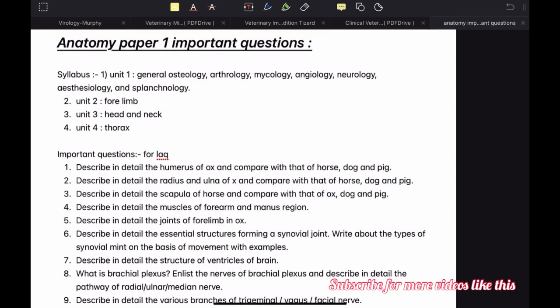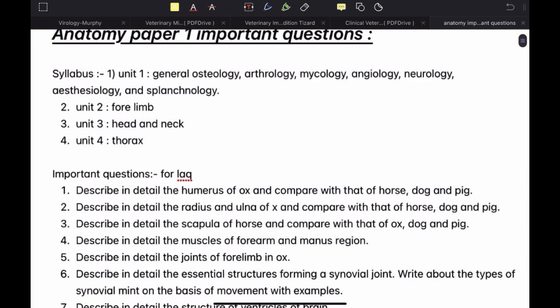So first, let us see what is the syllabus of Anatomy Paper 1 as per 2016 VCI model. First we have Unit 1, which will include general anatomy, so general osteology, arthrology, myology. It is written incorrect here. It is not mycology, myology, study of muscles. Then angiology, neurology, aesthesiology, and splanchnology. Then Unit 2 is forelimb, Unit 3 head and neck, and Unit 4 thorax. So you can see the syllabus is very easy for Paper 1 as compared to Paper 2.